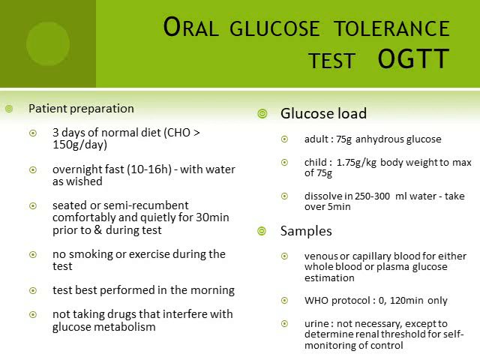Urinary samples are not necessary except to determine renal threshold for self-monitoring control, but nowadays self-monitoring is not recommended with urine samples because of different threshold levels, and only plasma glucose levels are acceptable for self-monitoring as well.